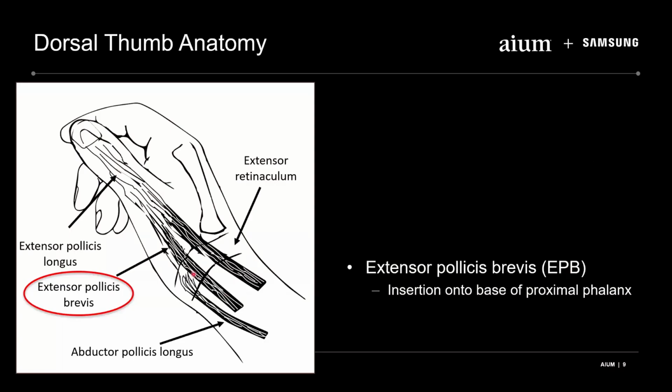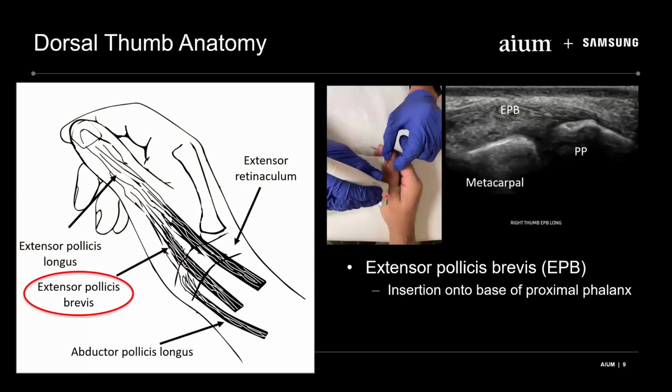Now, if we're looking at the extensor pollicis brevis, brevis is shorter than longus, so that will insert a little more proximally. That inserts at the base of the proximal phalanx here. And so we've moved the transducer a bit more proximal, still in long axis here. And you can see the EPB is inserting there at the base of the proximal phalanx. And this is now the metacarpal phalangeal joint.